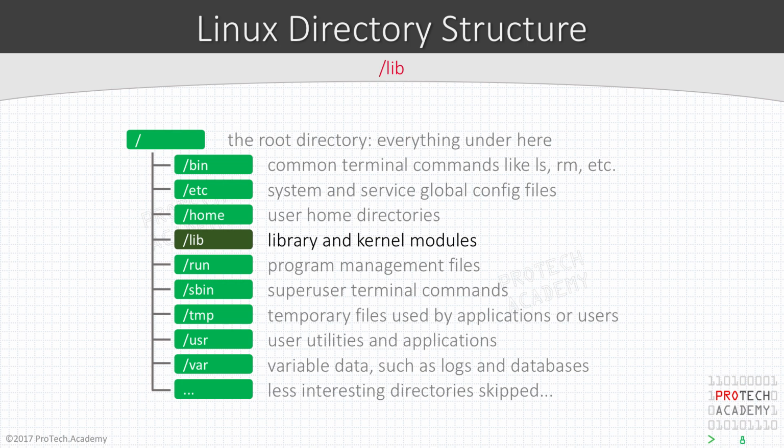/lib is where system-wide library files, those are files which other programs depend on for certain features, are stored. It's also where kernel modules are stored. /run holds program management files. These are files that the system or some programs use to keep administrative and management data. It's generally not a place where users or even administrators mess around, but sometimes when you're investigating a problem, you'll need to look for or at a file in that directory.